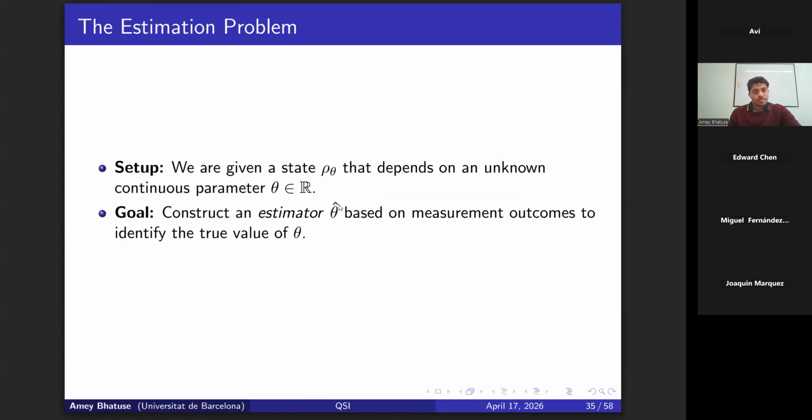So here's the setup. We are given, let's say, a state rho, and it depends on an unknown continuous parameter theta, which can be any real number. Our goal is to construct an estimator based on the measurement outcomes that we can have and to identify the exact value. And so we want to make sure that this estimator matches our true value of theta.